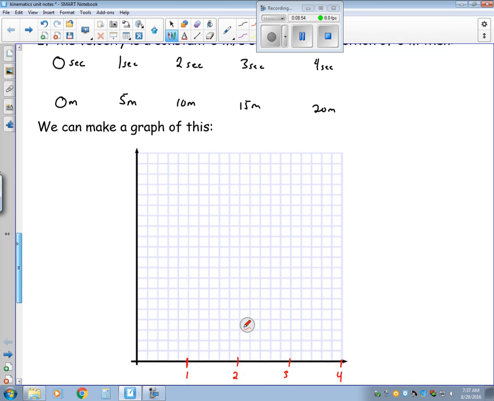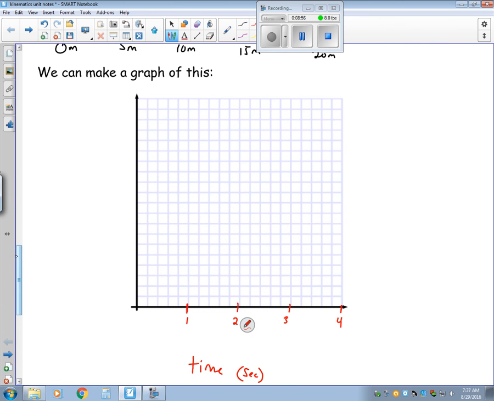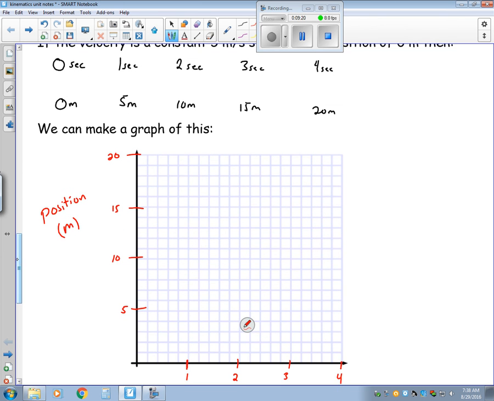On the y-axis, we're going to put position, and I'm measuring that in meters. And I got a position of 20 meters. This is 20 boxes, so 1, 2, 3, 4, 5, 6, 7, 8, 9, 10, 12, 13, 14, 15, 16, 17, 18, 19, 20. And now I'm just going to go through here, and I'm going to plot this. So at 0, I have zeros. At 1 second, I've got 5 meters.